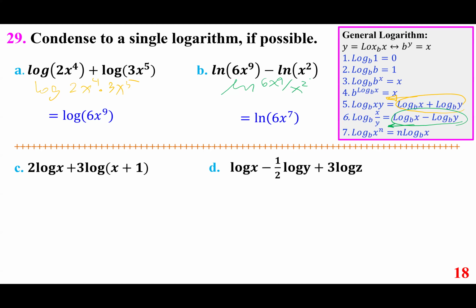All right, let's look at more examples now. We do this in a couple of steps. And again, in this case, let me use a different color. We are going to use this one. So we're going to put the 2 up here. We're going to put the 3 up here. So the reverse process of the power rule. That's the first step.